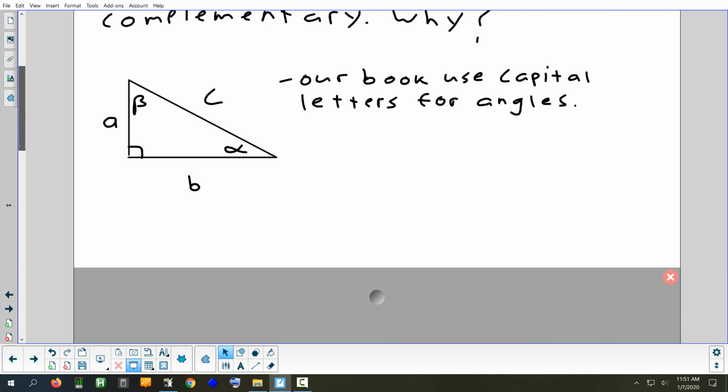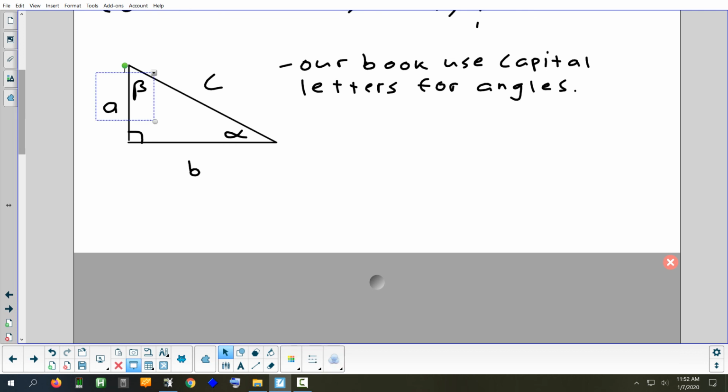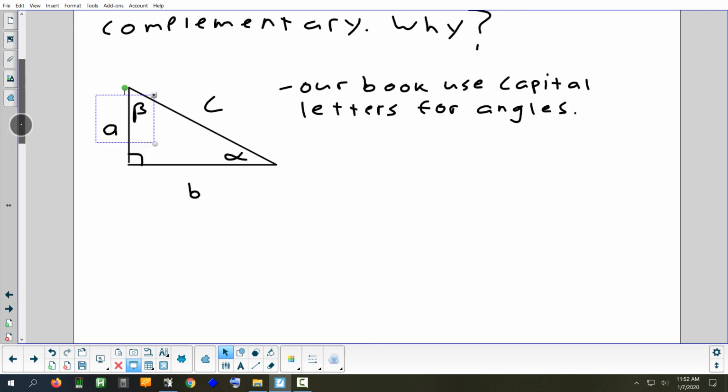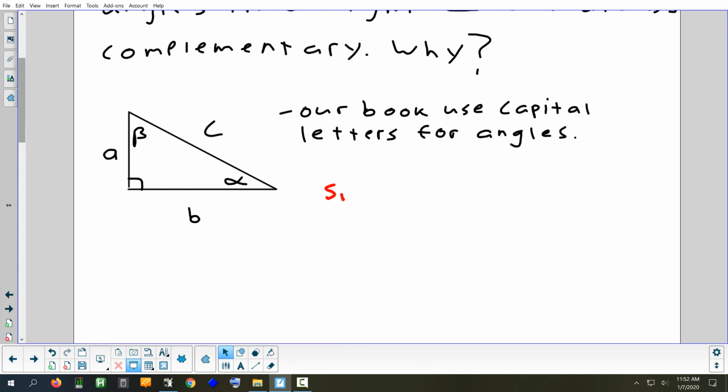Right, so that's your generic diagram. A is always across from alpha. B is always across from beta. That's what you have to make sure you set up. A across from alpha, B across from beta. Alright, so let's go like this. There are not going to be any numbers here, just letters. But I want you to notice something. What's the sine of alpha? What divided by what?